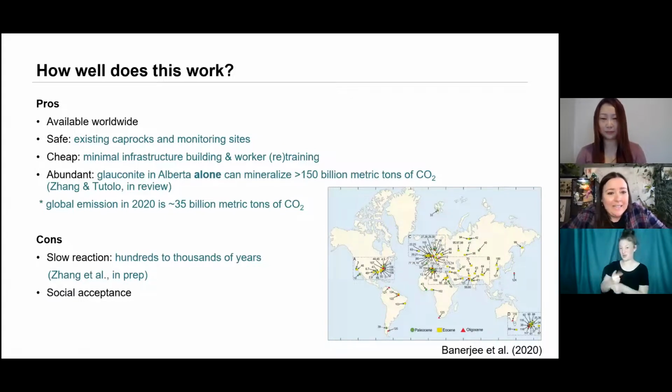Yes. All right. So the next question is from Courtney. Is CO2 flammable? And if too much is trapped in the earth, will it explode?